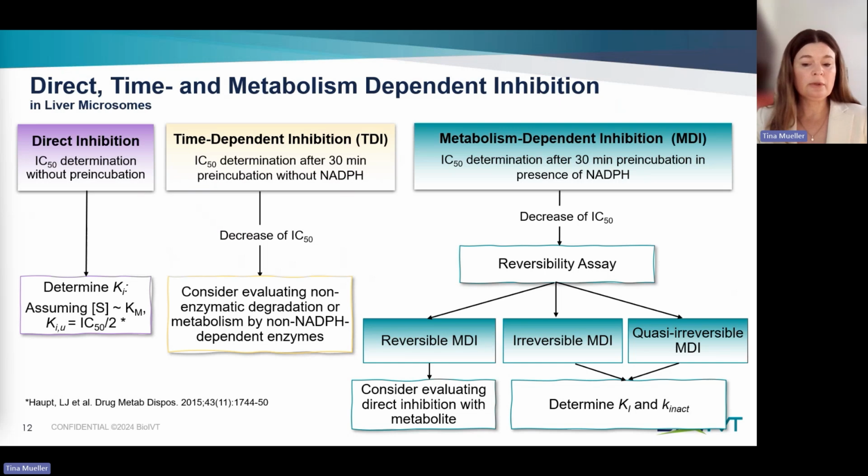First, reversible metabolism-dependent inhibition. This means that a metabolite is a more potent direct inhibitor than the parent drug candidate. Second, irreversible metabolite-dependent inhibition, which means that a metabolite binds irreversibly, or in other words, covalently to the enzyme.